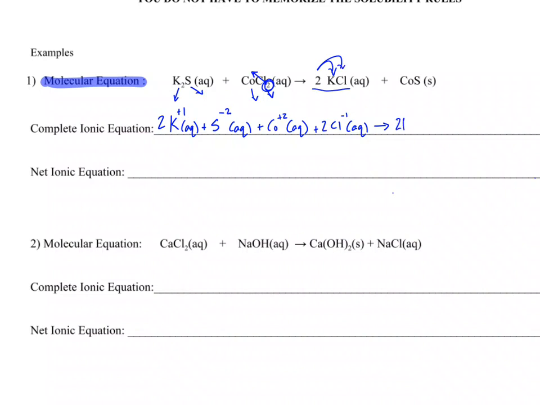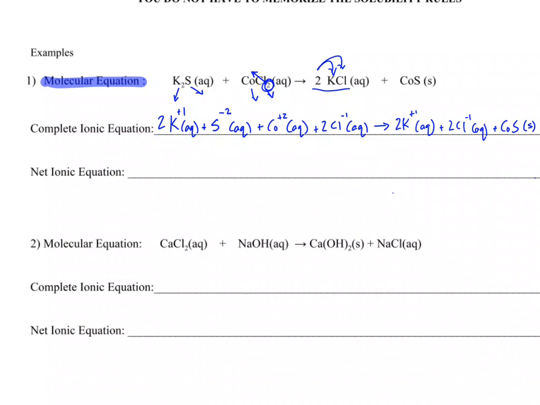So I've got 2 potassium ions. We already said that potassium had a +1 charge, and they are aqueous, plus 2 chlorines, which we said have a -1 charge. They are aqueous. And then the last one is cobalt sulfide, and it's a solid. Because it's a solid, it's not going to dissociate into ions because it's what's produced. So I just get cobalt sulfide as a solid.